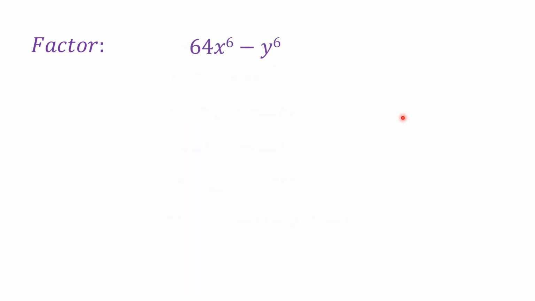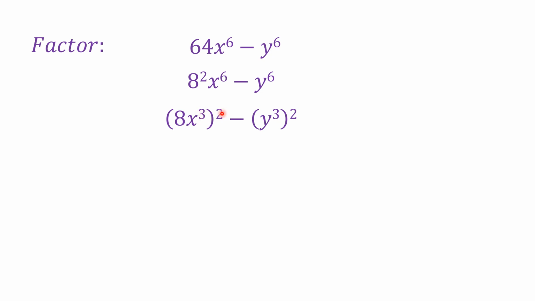So another example, we have 64x to the power of 6 minus y to the power of 6. So this is a difference of two squares, although the exponent is not 2, it's a power of 6. So we can write 64 as 8 squared, and then we can take out the square. So since this is 6, you divide it by 2 since you want to take out the 2. So that's why it's 3.